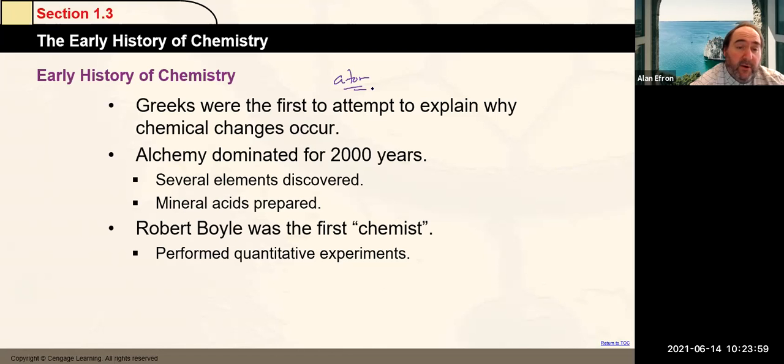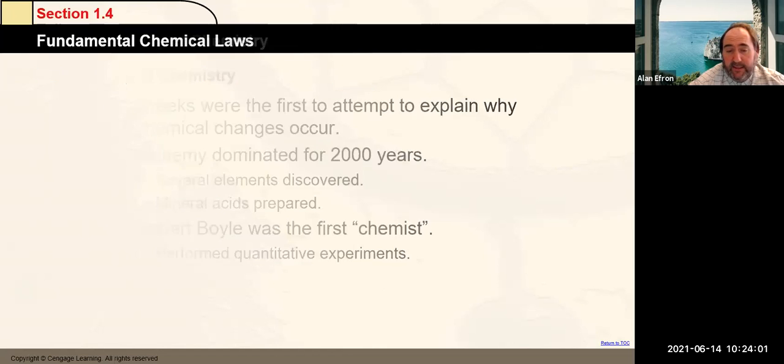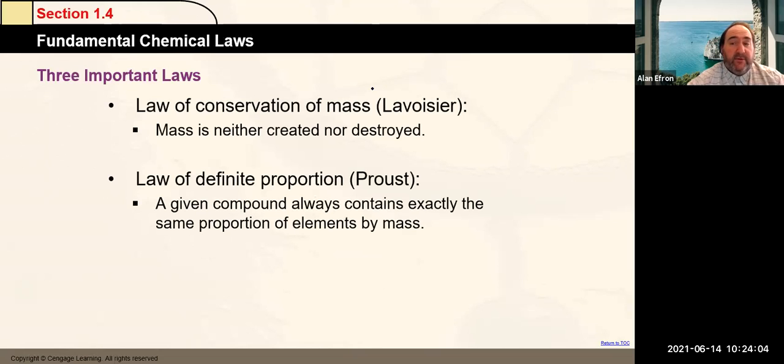Again, a lot of this work allowed some early laws to come about. And remember, laws are these things that are definites, if you will, and won't really change. Some important laws that we come across are, again, the law of conservation of mass. Mass is neither created nor destroyed. Also, the law of definite proportions. A given compound always contains the exact same proportion of elements by mass.